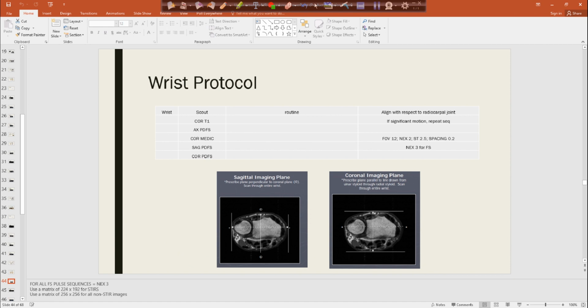Here, for the sagittals, here's the styloid process of the radius, the styloid process of the ulna. You draw a line between the two, and for the sagittal, you want to go perpendicular to that line drawn between the two. For coronal, you want to go parallel to that line drawn between the two.